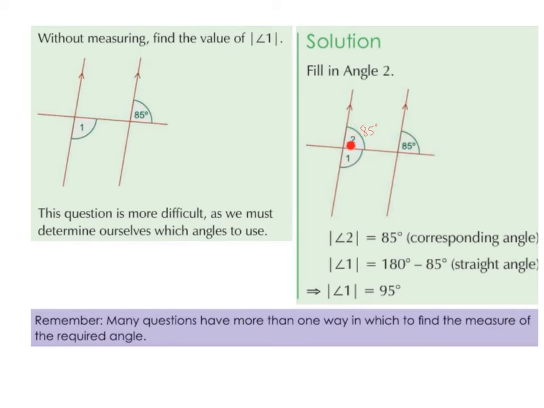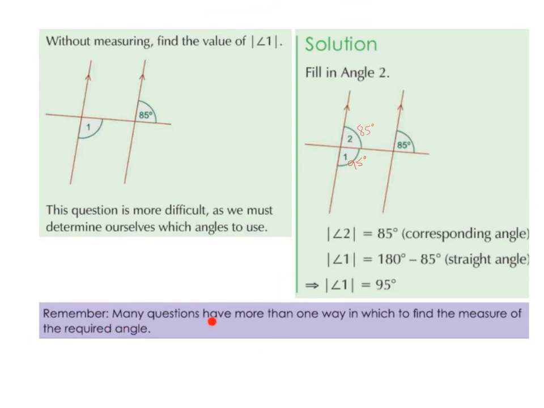Now angle 1 and angle 2 are on a straight line, and angles on a straight line add up to 180 degrees. So 180 minus 85 will leave us with angle 1. So 180 minus 85 is 95 degrees. So angle 1 is going to be 95 degrees.